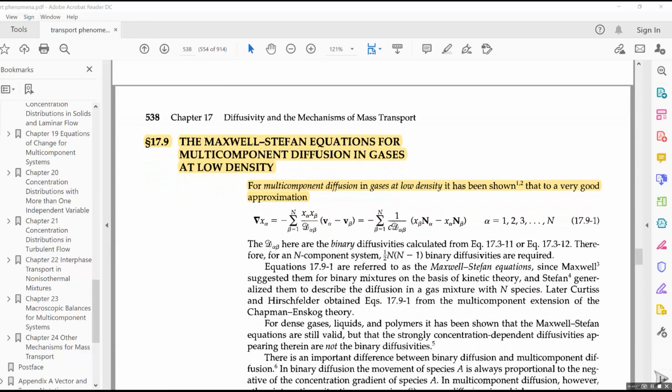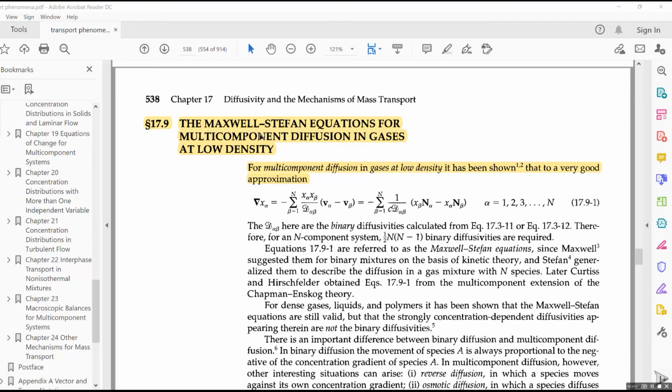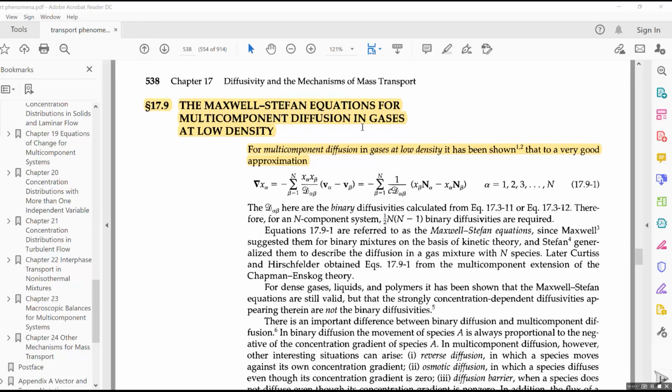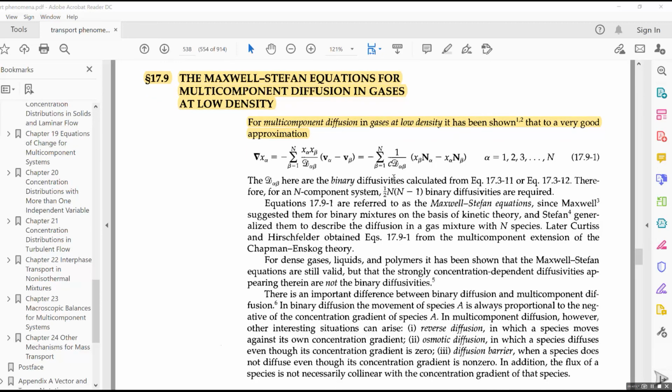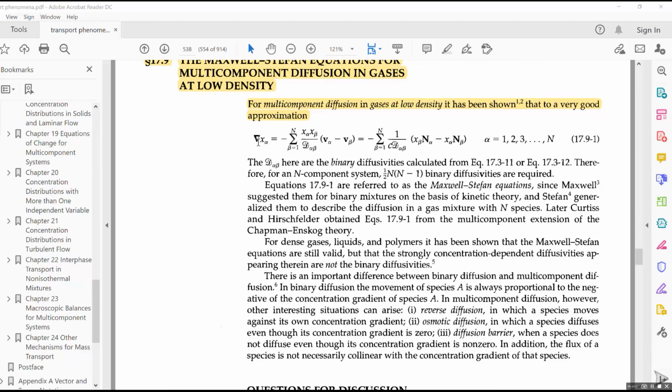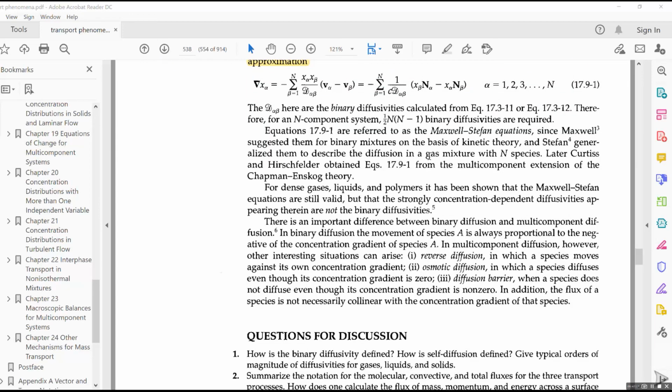Okay. As a final concept, we call this the Maxwell-Stefan equation for multi-component diffusion in gases at low density. We can utilize this relation. We call this the Maxwell-Stefan relation to calculate multi-component diffusions in gases at low density. In here, the gradient of any species alpha is equal to the right side, as written here, and so on.